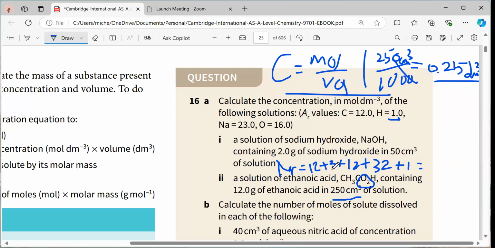So 12 plus 3 will be 15. 15 plus 12 will be 27. And 27 plus 32 will be 59. And then 59 plus 1 will be 60. So we have 60 grams per mole. It's really sloppy handwriting right there. I feel like I need to rewrite this.